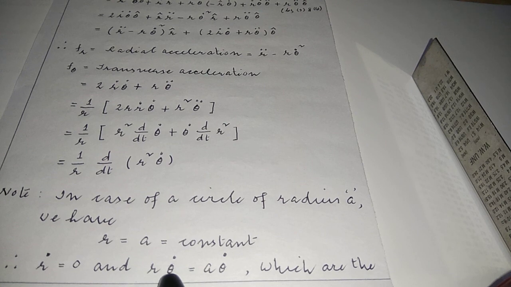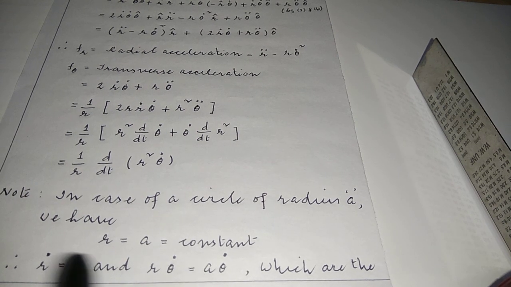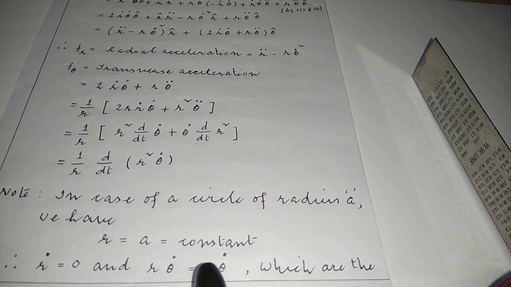And the same way we can find out r theta dot. This one will give the radial velocity. This one will give the transverse velocity. So here we can write a theta dot. So these two are the components of velocity along the radial and transverse direction. Same way we can find out the radial and transverse components of acceleration also.